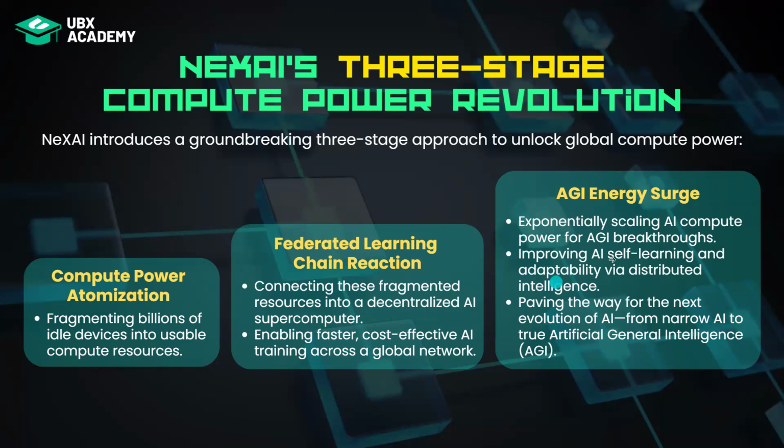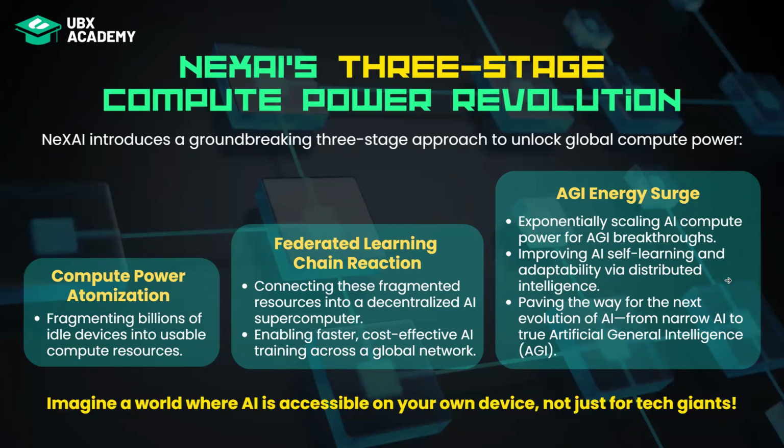And everything will be going to artificial general intelligence, which is the next phase of GPT. They call it AGI. So, exponentially scaling AI compute power for the AGI breakthrough. It enables the AI to self-learn and adapt via distributed intelligence. So imagine a world where AI is accessible on your own device, not just for tech giants.